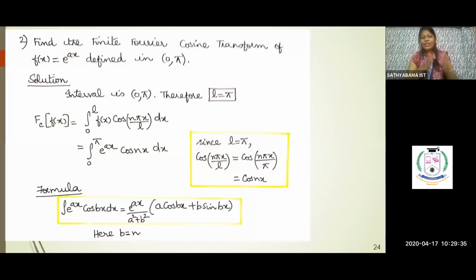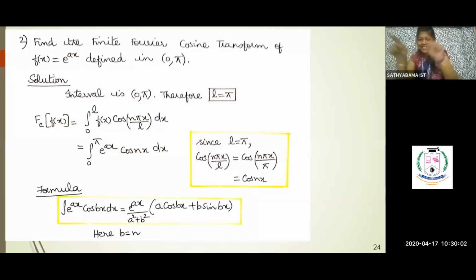Okay. So, what is our function? E power ax. Where is it defined? 0, pi. The standard form of the interval is 0, L. So, L is pi. So when I write the formula for finite Fourier cosine transform of f of x, which is integral 0 to L f of x cos n pi x by L dx, what does it reduce to? It reduces to integral 0 to pi, because L is pi. And what is f of x for us? E power ax, into cos n pi x by L becomes cos nx dx.